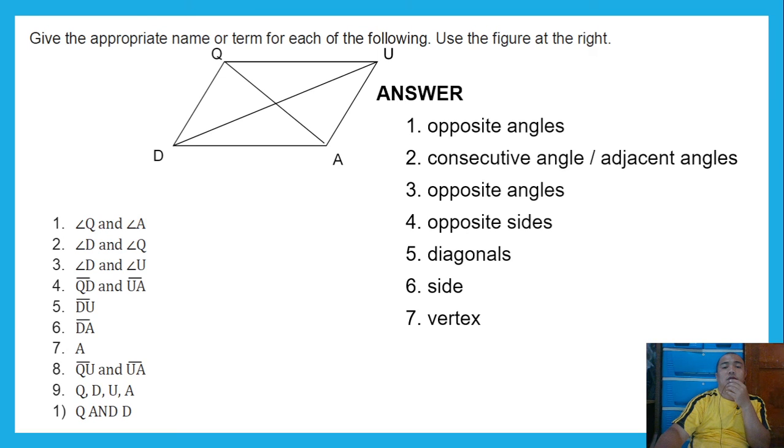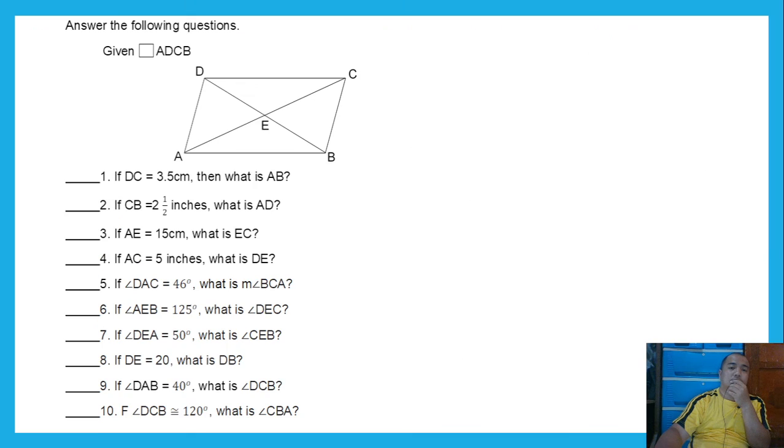Number 8, QU and UA. These are consecutive sides. Point Q, point D, point U, point A. These are the vertices. Number 10, Q and D. These are consecutive vertices. Okay, there's more.